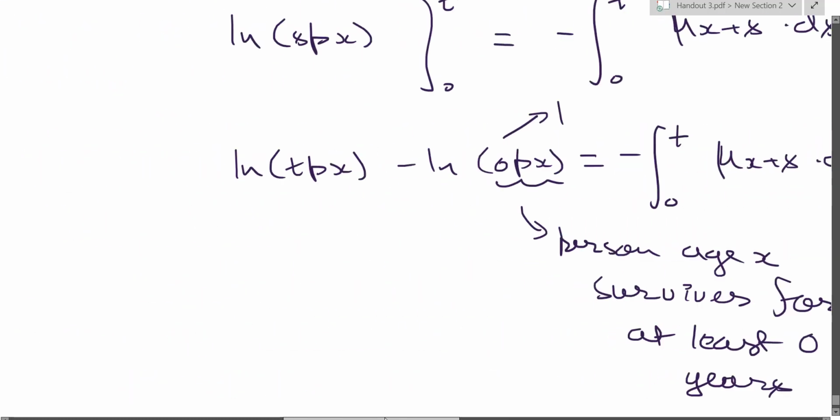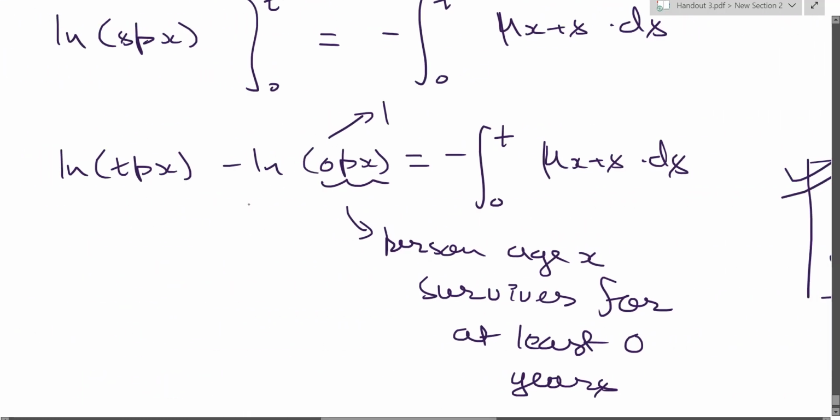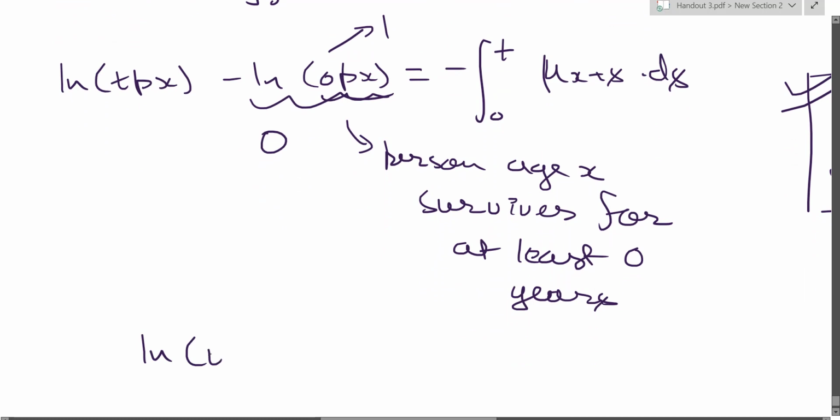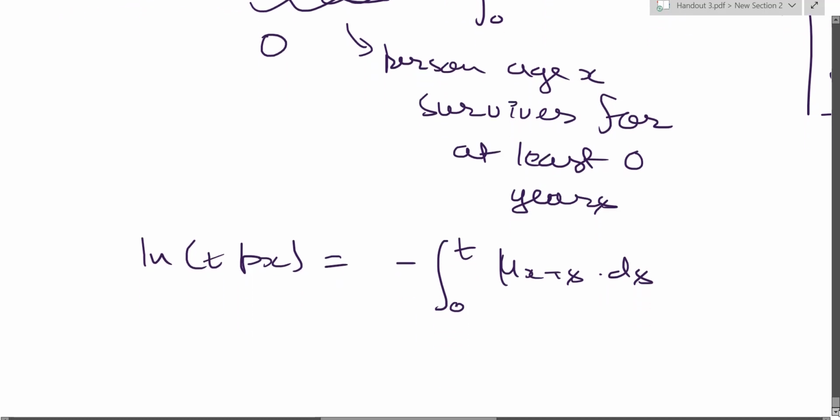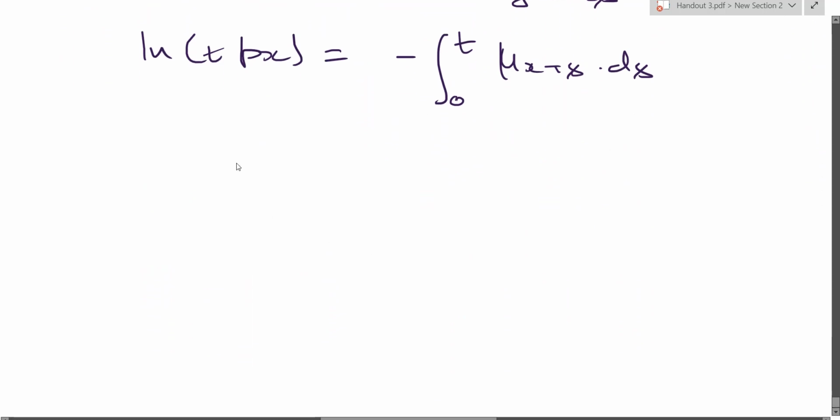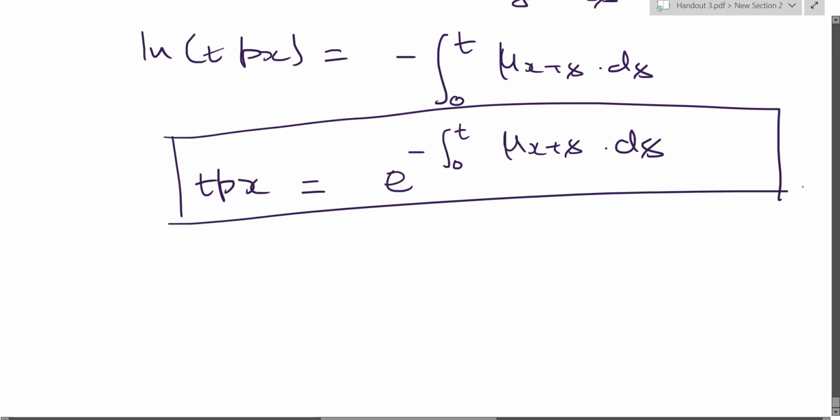So now, since this is 1, log of 1 is equal to 0. So this whole thing becomes 0. So conclusively, what do you have? You have log of tPx is equal to negative integral from 0 to t of mu x plus s ds. This just means that tPx is equal to e to the power of, I'm taking both in the power of an exponential, e to the power of negative integral from 0 to t of mu x plus s ds. This is the definition of tPx.